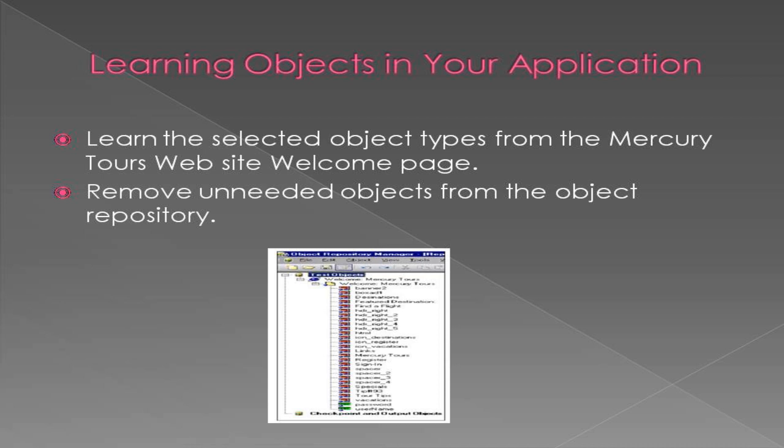Delete all of the image test objects except for sign-in, password, and username by selecting the objects and choosing Edit > Delete, or clicking the Delete button. You can select multiple objects using the Shift and Ctrl keys. Click Yes in the confirmation box.